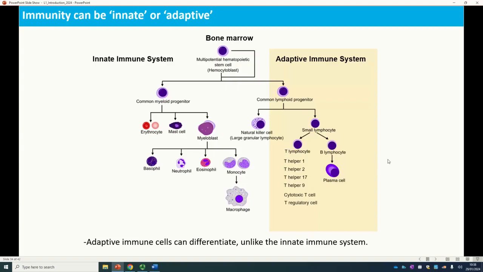Now, one other thing to point out is that the adaptive immune cells can actually differentiate. So that's what you can see here. So in terms of the lymphocytes, we have our T cells and our B cells, but B cells can differentiate into plasma cells that secrete antibodies. And then we also have our T cells that can differentiate into a variety of different cells. So we have our T helper cells, or our Th1, Th2, Th17, Th9, cytotoxic T cells and Tregs, whereas our innate immune cells don't do that. We have one class and they don't differentiate, okay? So a basophil is a basophil.